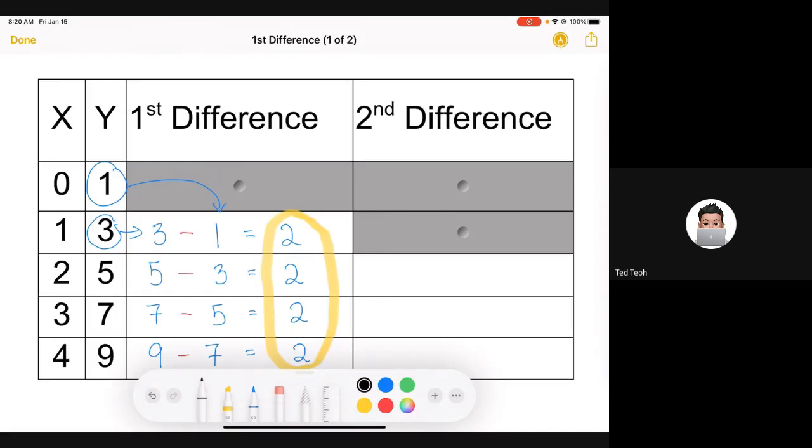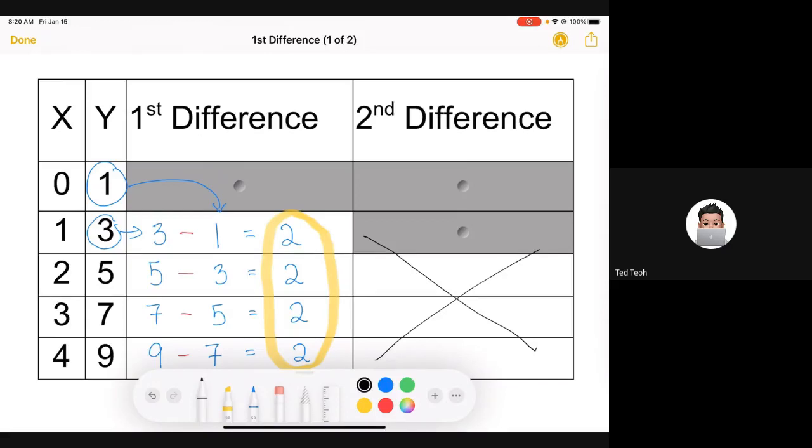So if my first difference is the same number, it's constant. It might not always be 2, it might be 8, 8, 8, 8, or -3, -3, -3, -3. We've done questions like this before. If my first difference is constant, then I don't need to worry about the second difference.